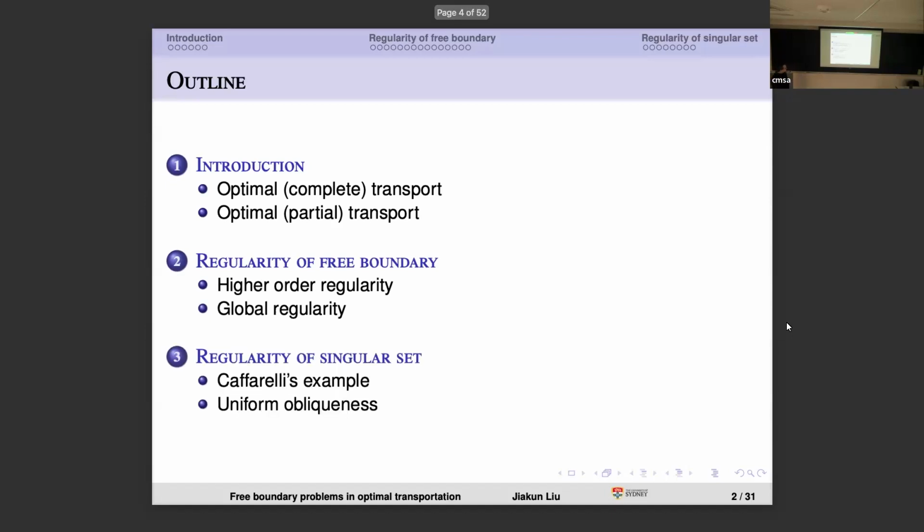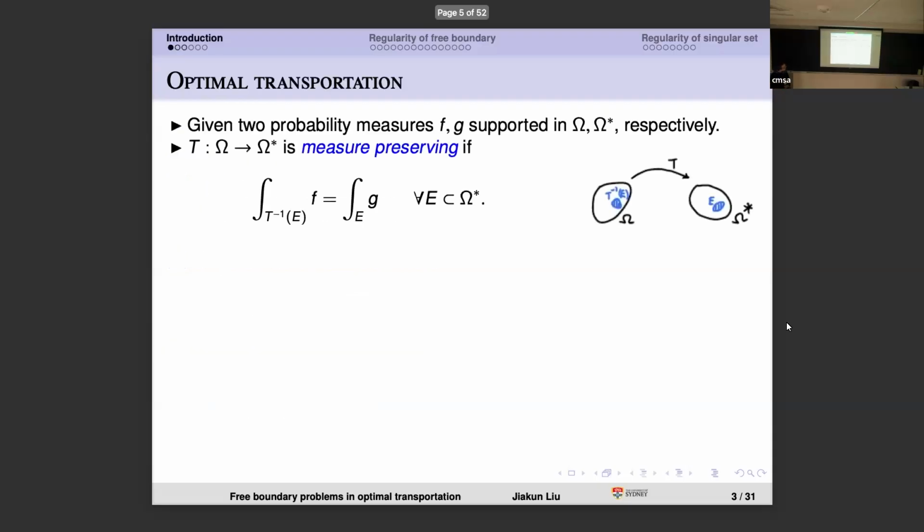And then in the last part of my talk, we are going to look at a slightly different model of optimal transport, in which we have a singular set. But in fact, it turns out that studying the regularity of the singular set is very similar to studying the regularity of the free boundary. So that's in the last part. All right, let's see what is optimal transport.